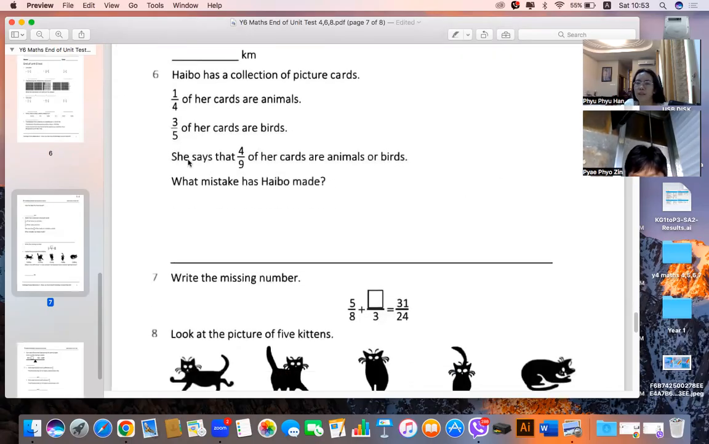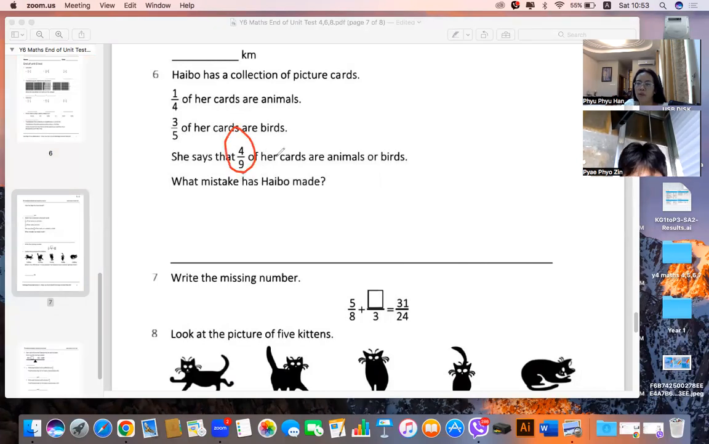Now you will see this kind of question. She says this fraction and this fraction, and when she adds them up, she gets this fraction. It says she made a mistake, so we need to prove that she made a mistake. You add the two fractions, and if you get this number, what she says is correct. If you do not get this number, what she says is not correct.